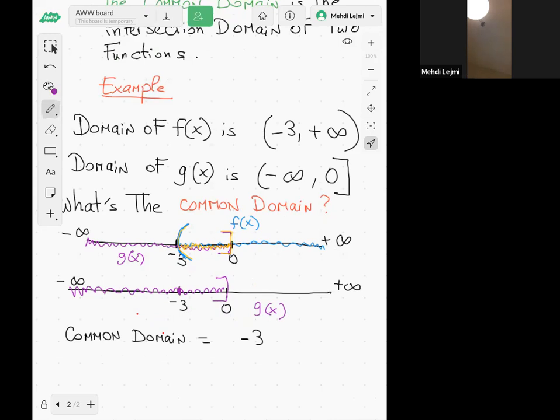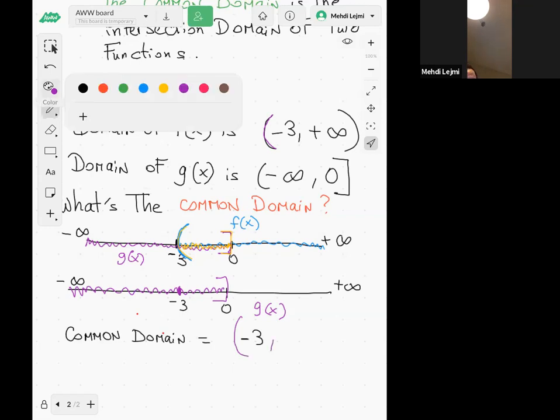But it's not in the domain of f, right? Because for f, we have to exclude negative 3. So it's in the domain of g, but not in the domain of f. So it's not a common value to the two domains, so it's not in the intersection. Negative 3 is not in the intersection because it's not in the domain of f. So we have to exclude the negative 3.